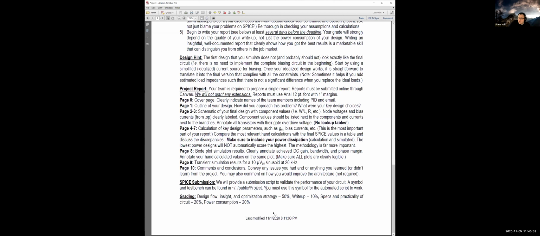Okay? All right, and lastly, in terms of grading, design flow, insight, optimization strategy, you can see this is half the points. So a good portion of your project is really just, can you explain what you did? What was your design flow? Did you get insight from this? Write-up is 10%. Meeting the specs is 20%, and then 20% will kind of linearly rank all of the power consumption in the class and reward people that got the lowest power consumption.